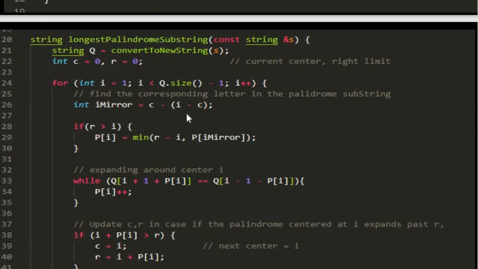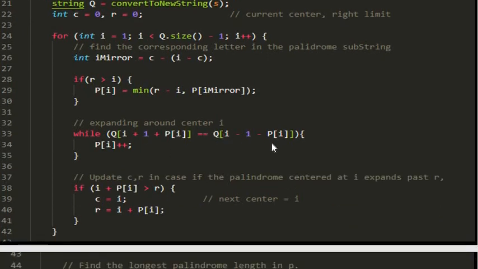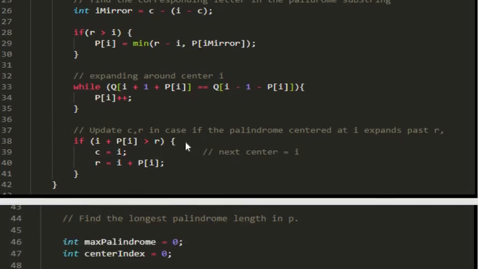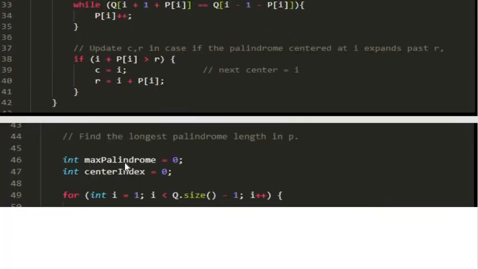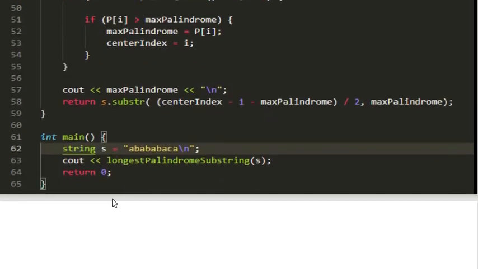You can understand how it is calculated. If I is less than the right limit, then we simply take the minimum of R minus I and the value at P of I. I mirror is basically the mirror image of I. Expanding around I occurs when we consider I as an index and expand on both sides until they are no longer equal. Then we update when the second palindrome goes beyond the limit of the first palindrome, and then we check the maximum value and print it out.